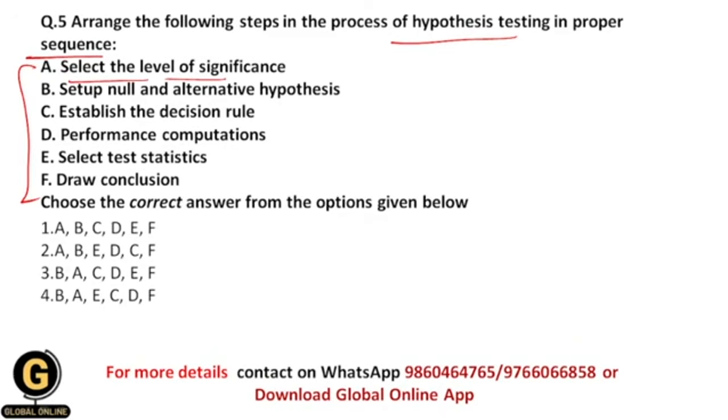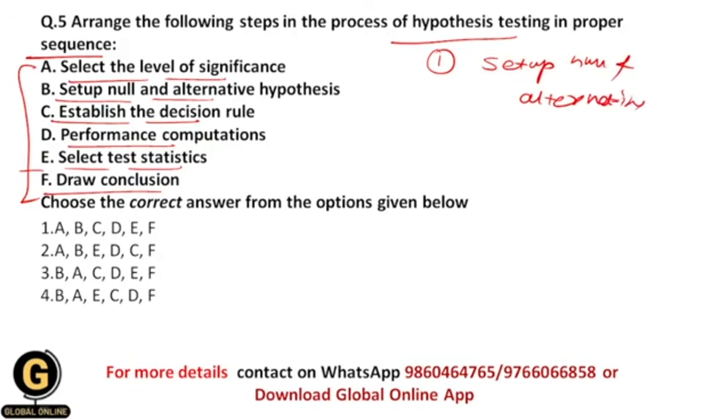Select the level of significance, then set up null and alternative hypothesis, establish the decision rule, then performance computations, then select test statistics, then draw conclusion. So students, now I am going to tell you exactly the proper sequence of process of hypothesis testing. So your first step should be set up null and alternative hypothesis. So first of all we need to set up the null and alternative hypothesis.